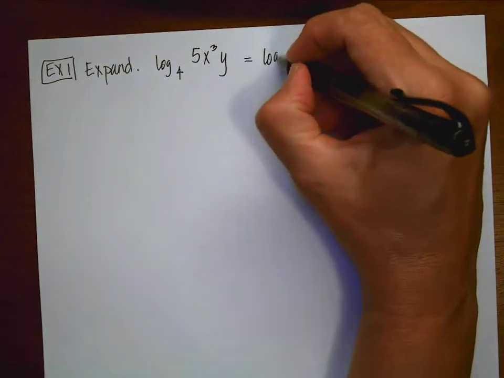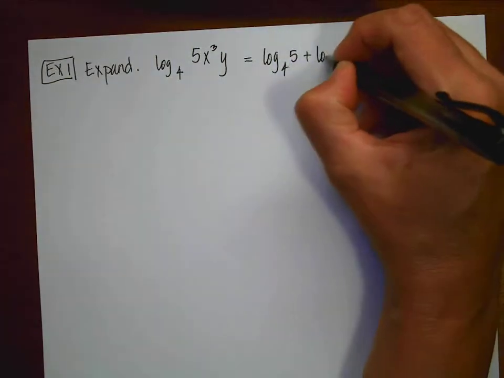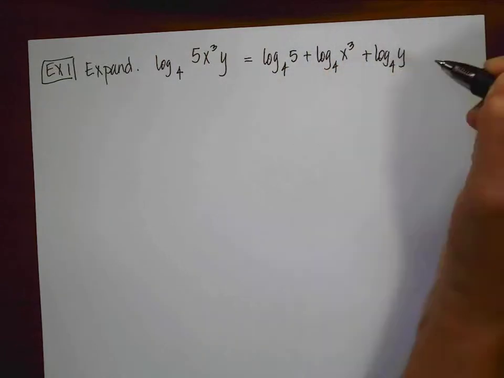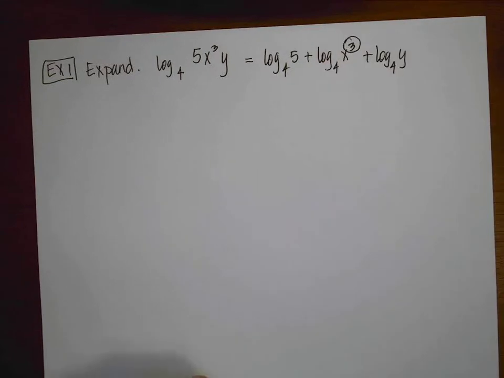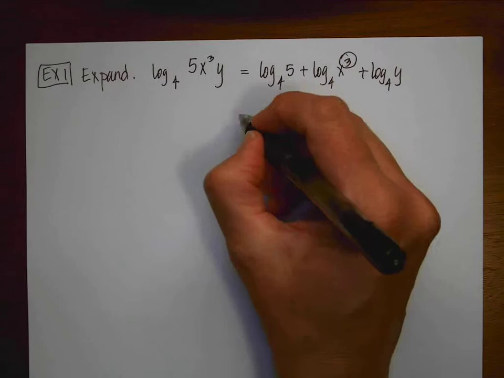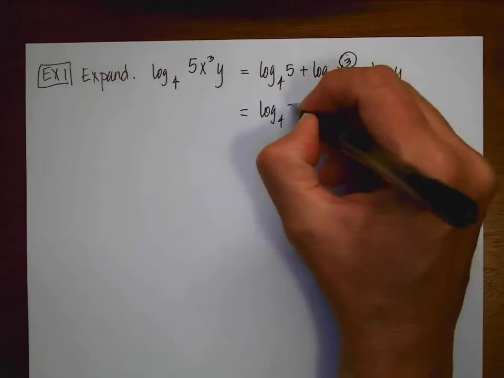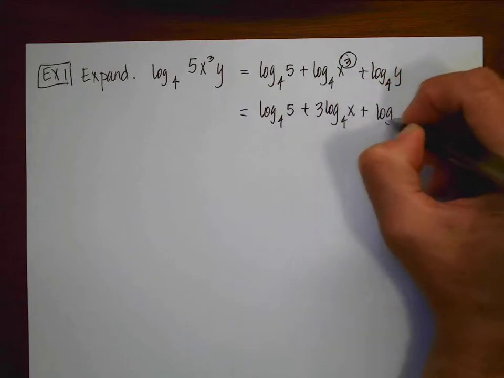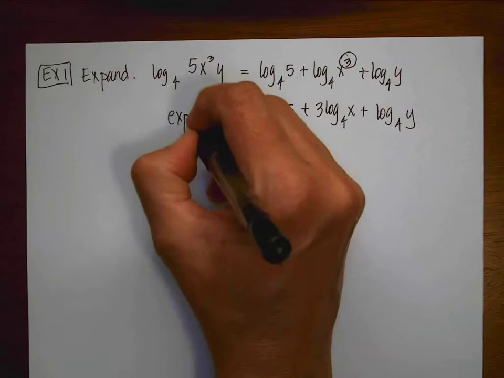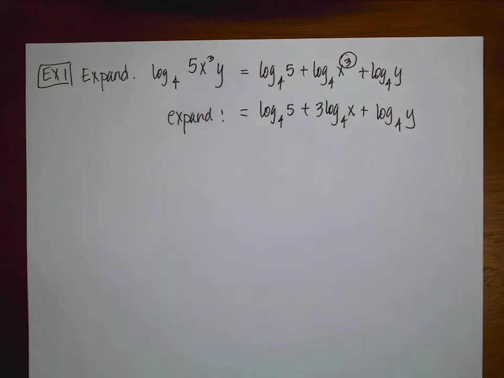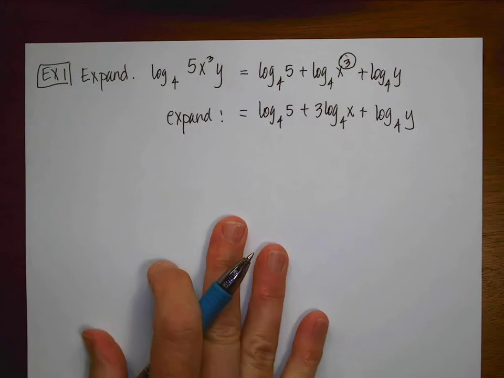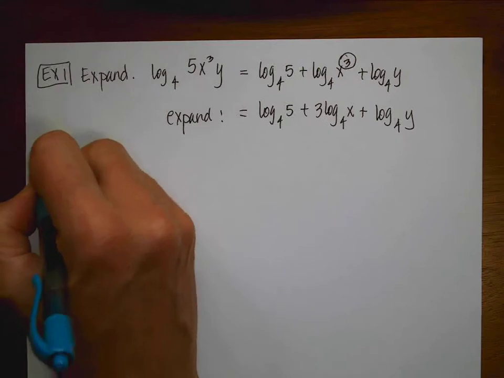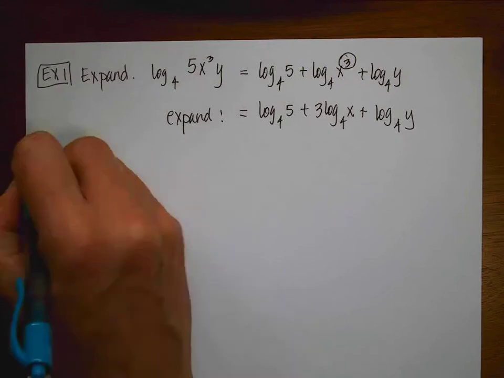I'm going to start with the multiplication. So this would be the log base 4 of 5 plus the log base 4 of x cubed plus the log base 4 of y. Now I'm going to manage that little guy because he's an exponent, and he'll go out front. So this is the log base 4 of 5 plus 3 log base 4 of x plus the log base 4 of y, and that would be the expansion. It's actually pretty simple as long as you remember that exponents can go out front, multiply means add, divide means subtract.